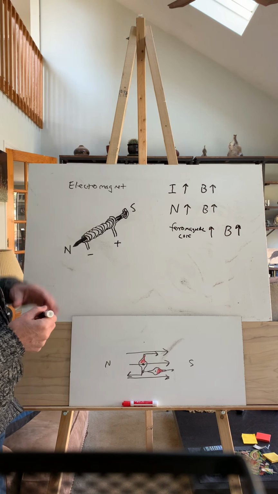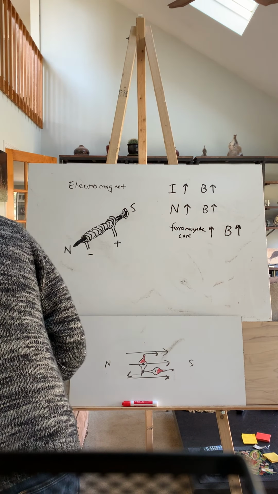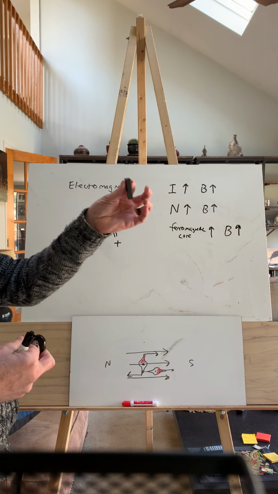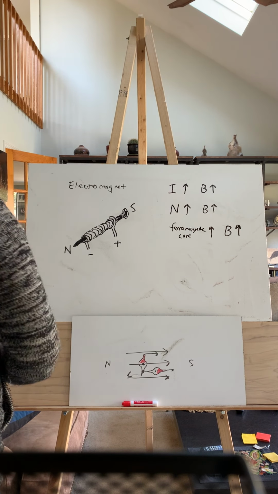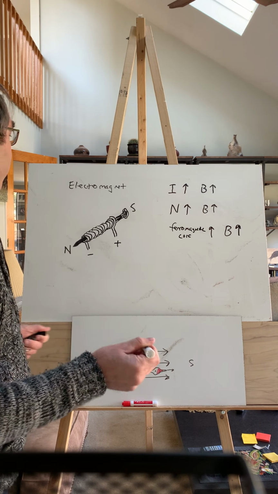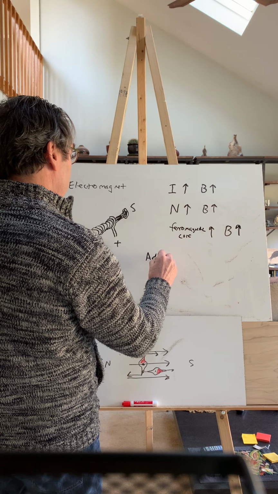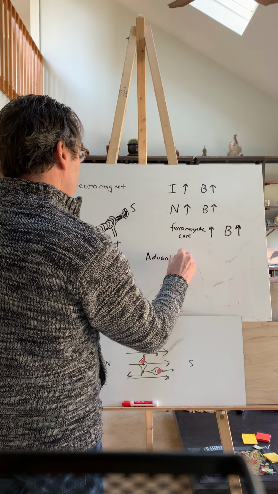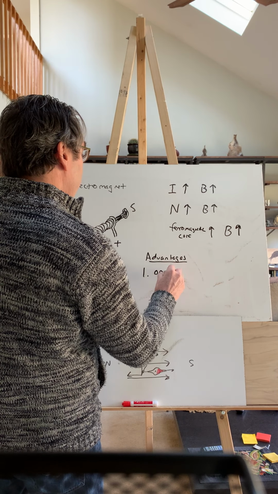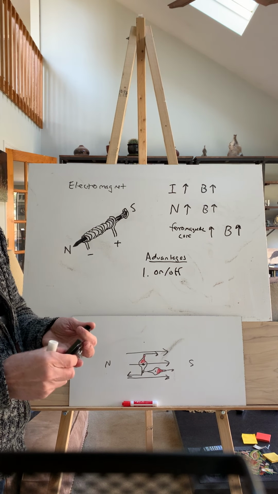Now, that's the basic way to vary the strength, but I want you to think about the electromagnet compared to a permanent magnet, like a refrigerator magnet. The electromagnet has some pretty obvious advantages. First thing is, you can turn an electromagnet on and off, whereas the permanent magnet is always on.